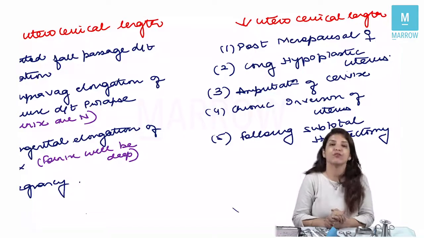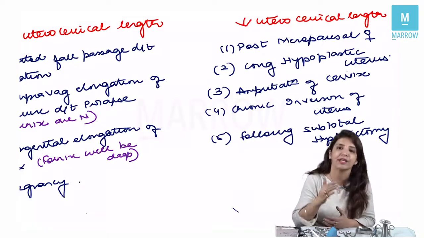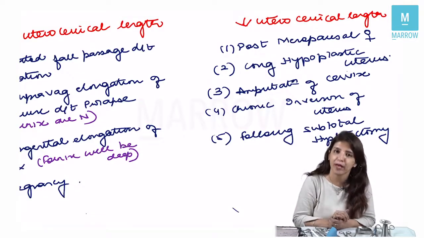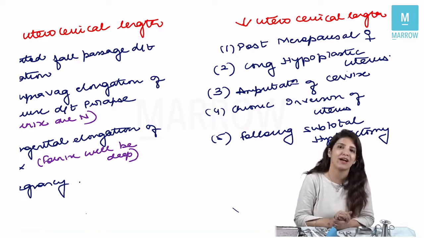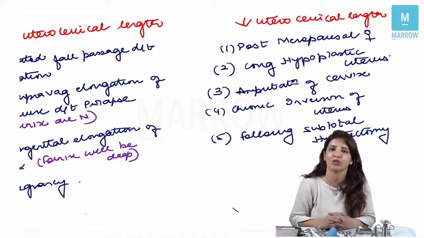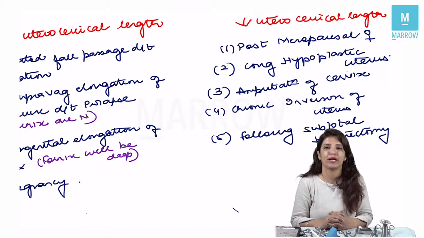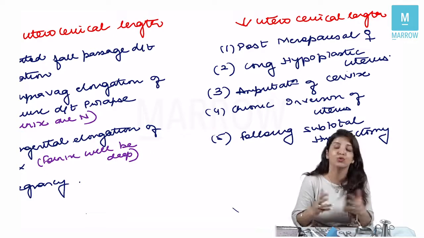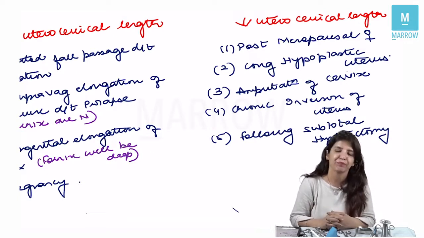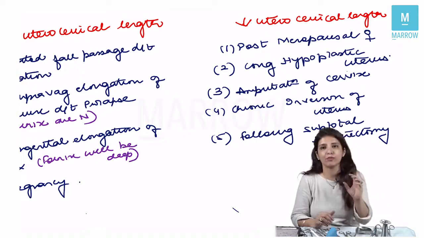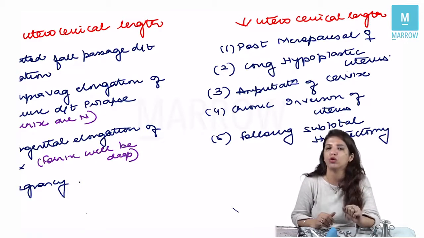Or suppose you have done amputation of the cervix like you do in Fothergill's repair. In Fothergill's repair or Manchester surgery, you do amputation of the cervix. So definitely the uterocervical length will decrease. And in congenital hypoplastic uterus, the uterocervical length will decrease. Right? So these are all the possible questions which can be asked when you hold a uterine sound.